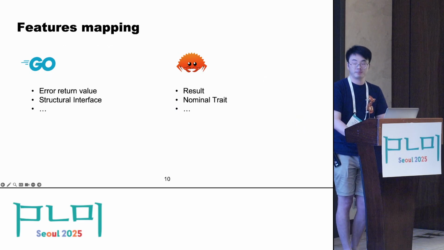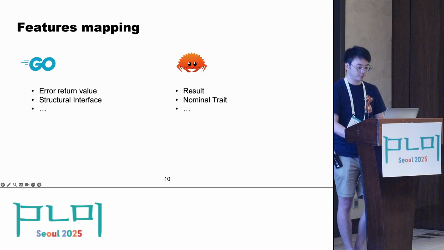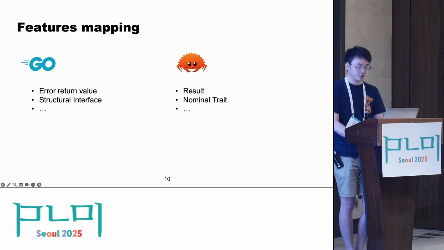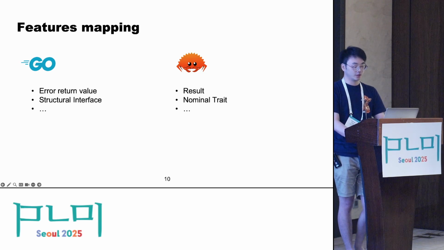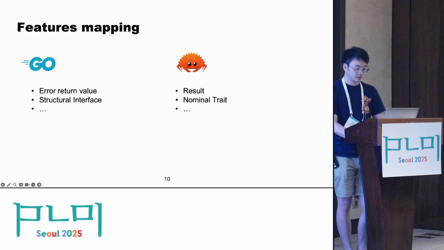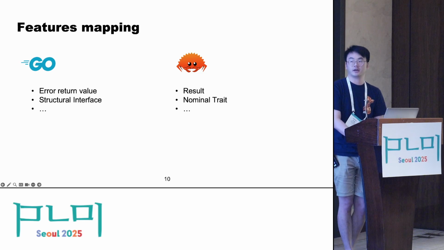Of course, there are many other differences in features between Go and Rust, like the error handling mechanism, where Go uses error return values, and Rust uses the result enumeration. Also, there are huge gaps in programming abstractions, where Go uses structural interfaces and Rust applies nominal traits. These challenges can also be handled by our feature mapping rules.